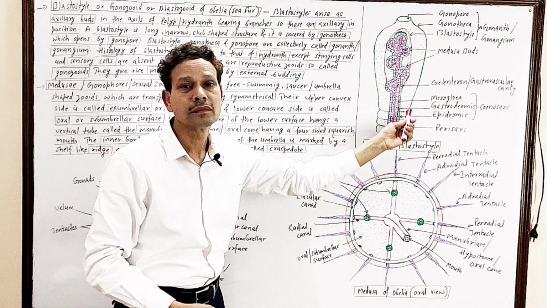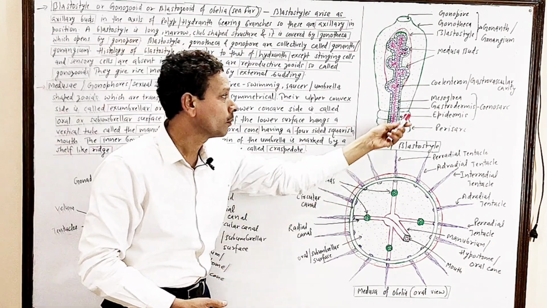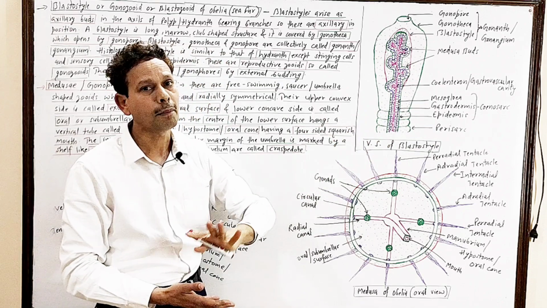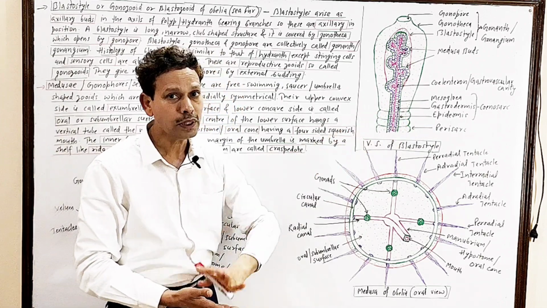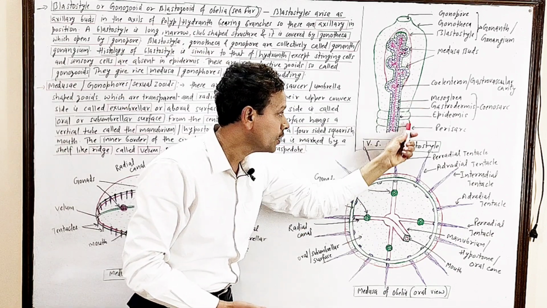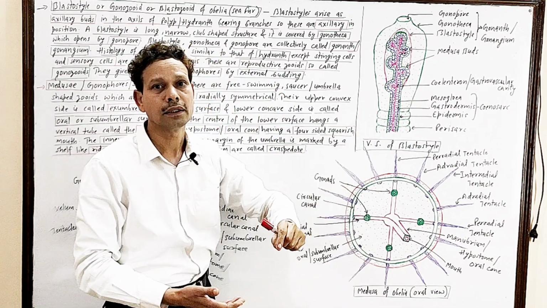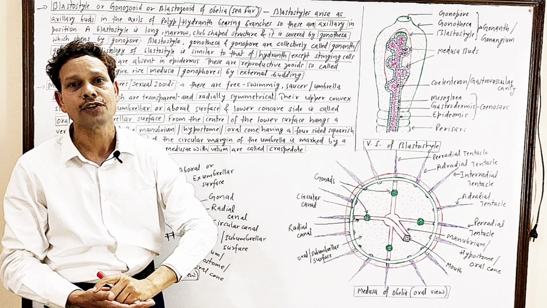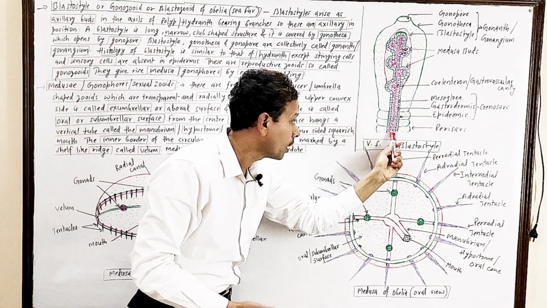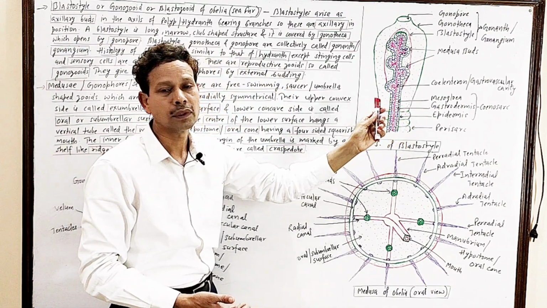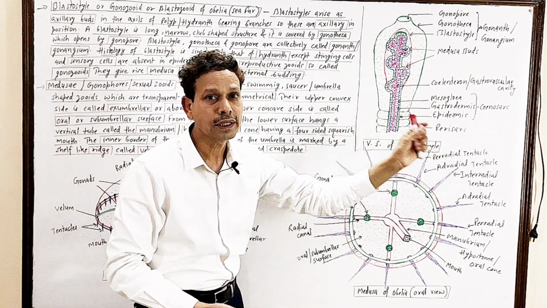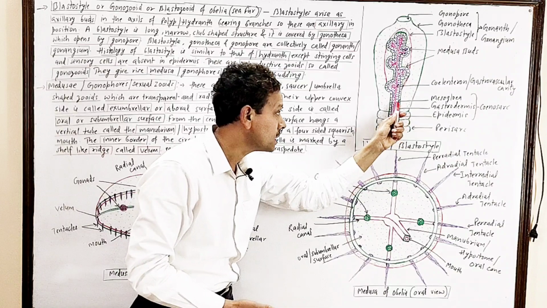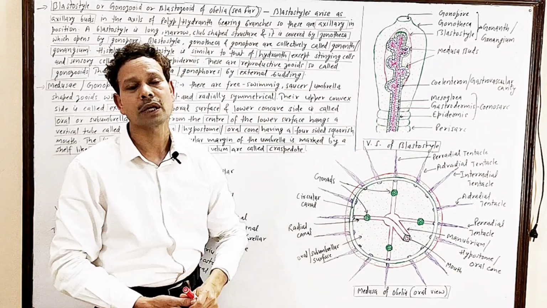Histology. Histology of this Blastostyle. The body wall. This histology of the body wall shows the outer sheath. This one is perisarc. This is an exoskeleton sheath. And this body wall is cynosarc. Outer sheath, that is perisarc. And this inner lining is cynosarc.